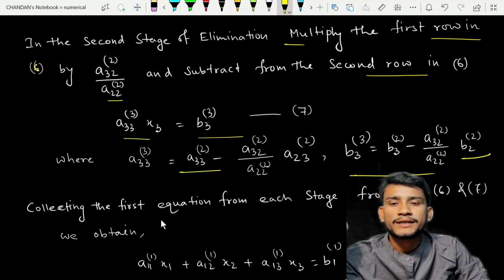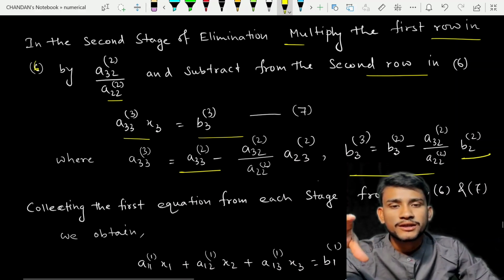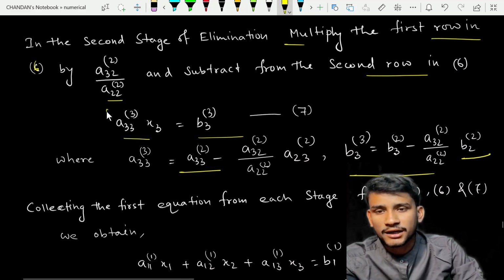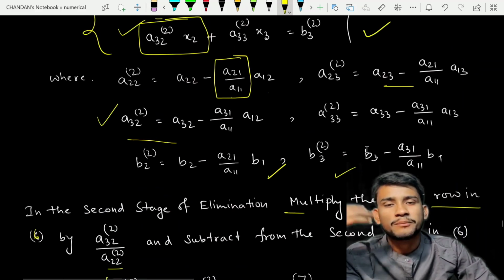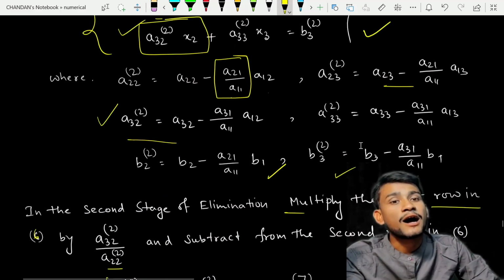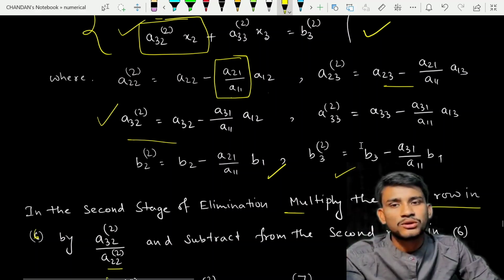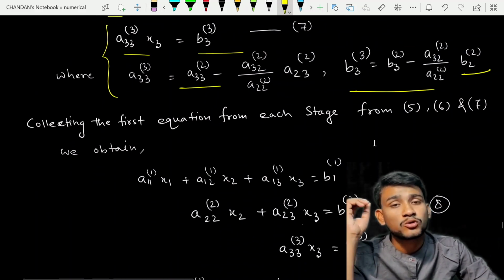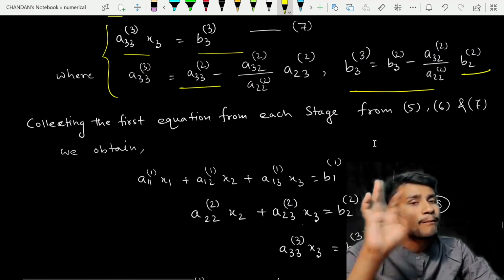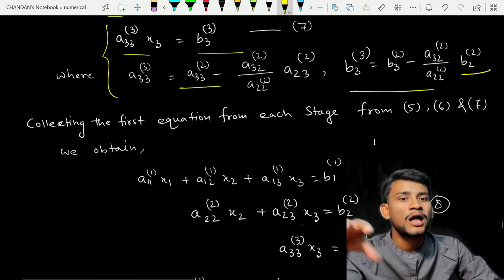Okay, so collecting the first equation. If you forget these coefficients, just remember that we have to convert the matrix into an upper triangular matrix. Then you should definitely follow this rule. This is our motto, to convert the coefficient matrix into an upper triangular matrix. That's why these are the operations.